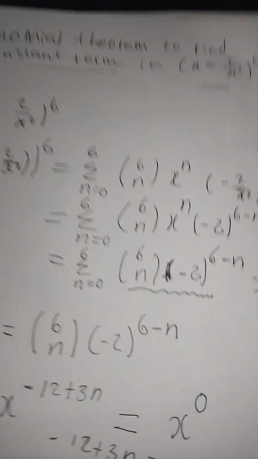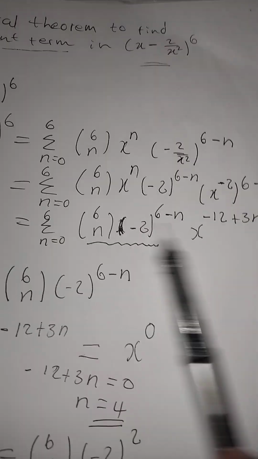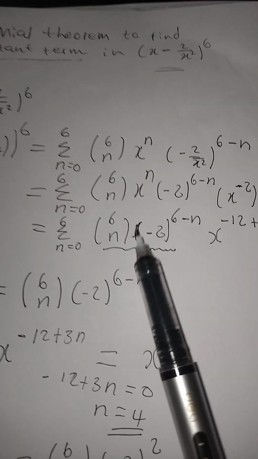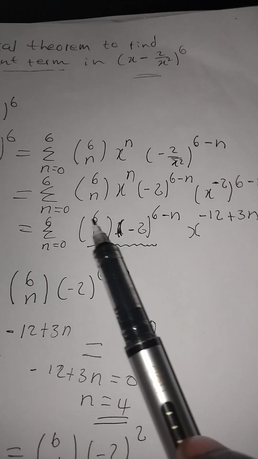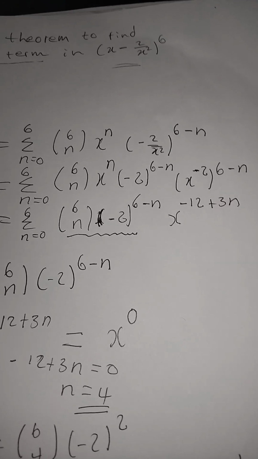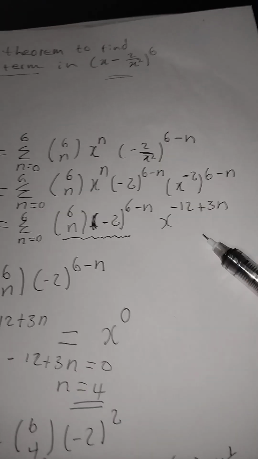Otherwise, what you can do, once you get here, you can do like we were doing on the previous examples, expand this thing. Once you expand it, then you will find that as you are solving, somewhere you will find the number 60. Okay, so that will be the constant.